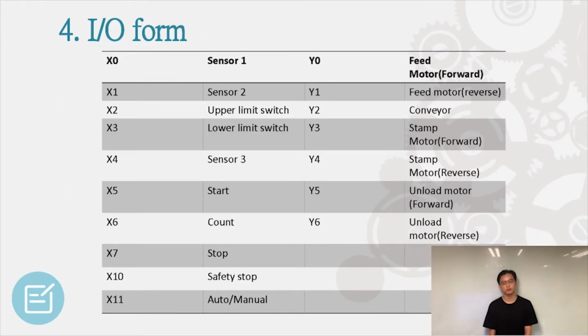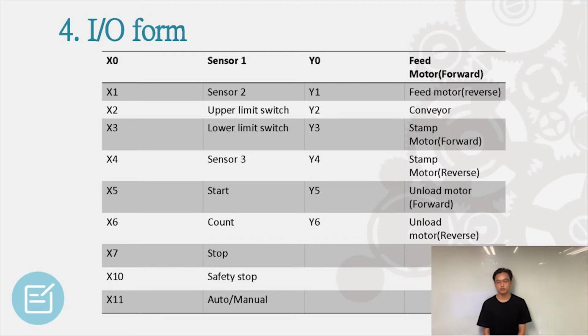This is our input-output form. Input X0 is for sensor 1, X1 is for sensor 2, X2 is for the upper limit switch, X3 is for the lower limit switch, X4 is for sensor 3. X5 is start. X6 is count. X7 is stop. X10 is safety stop. X11 is to control auto or manual mode.